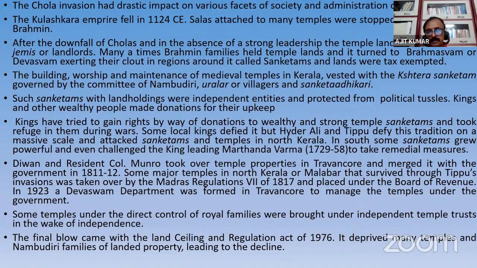Some of the family temples, which were directly under the control of royal families, were, consequent to independence, brought under independent temple trusts. The final blow for temple lands came with the Land Ceiling Regulation, which was enacted in 1976. With this, many landed properties which were given for cultivation to tenants were lost to the tenants, and the Namboothiri families which had landed property also lost much of their property to the tenants as part of this Land Ceiling Act, which came up in 1976, causing the decline of the Namboothiri families as well as many prominent temples which had land holdings.